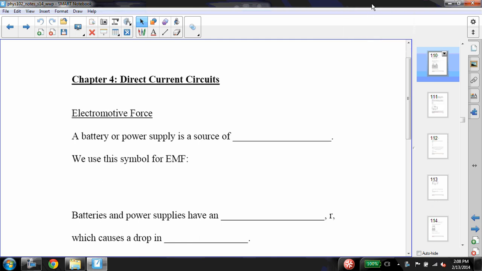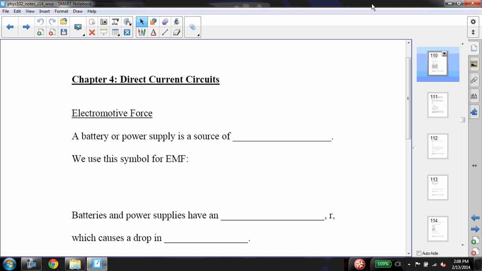All right, so now we're moving into Chapter 4, and in Chapter 4 we're going to deal with DC circuits, that is direct current circuits. This is in contrast to alternating current circuits, which are like the type of electricity that we have in our homes. But much of what we do here will also apply to AC circuits, or alternating current circuits.